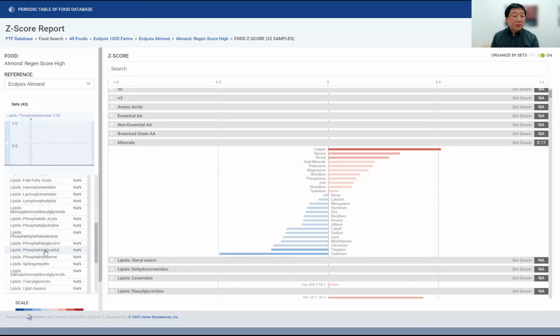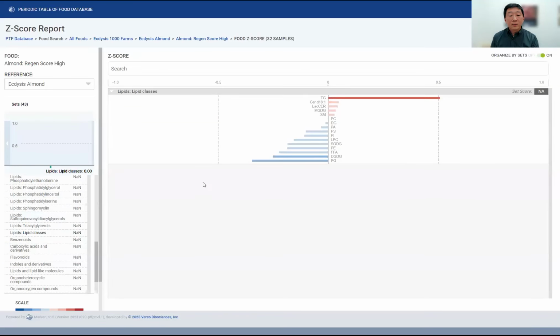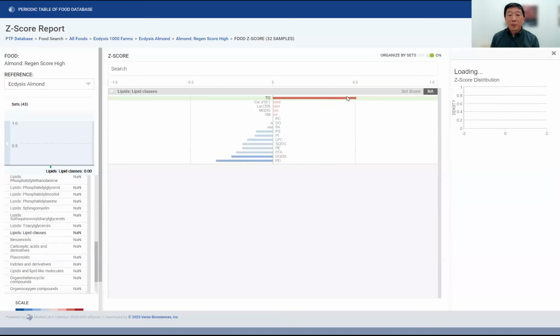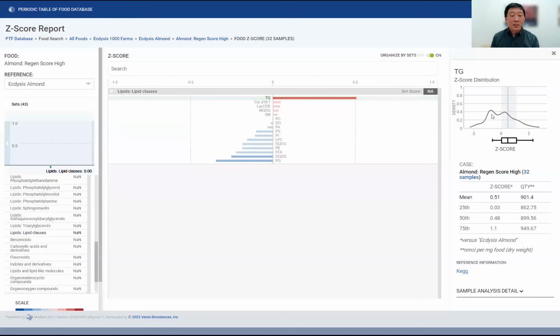If we focus in over here on the specific classes of lipids that we've measured, we see that almonds rated regen score high have higher than average total triacylglycerols and lower free fatty acids. So this might indicate that there's less breakdown of these particular lipids in the highly regenerative context. And this seems like it's something that could be worth additional exploration and follow-up. And we can also drill down to see the distribution across samples.